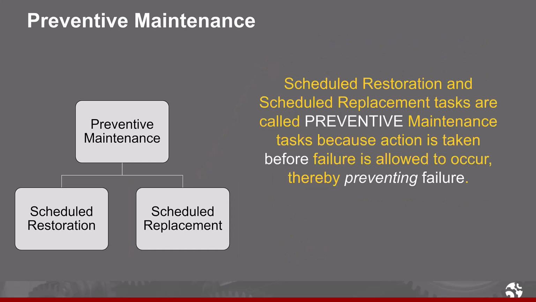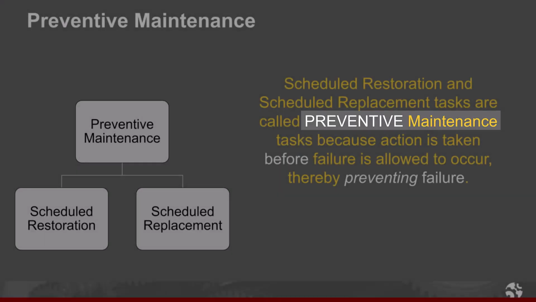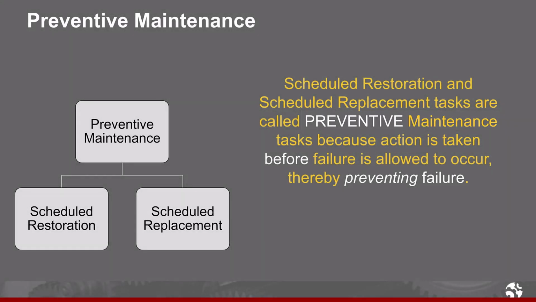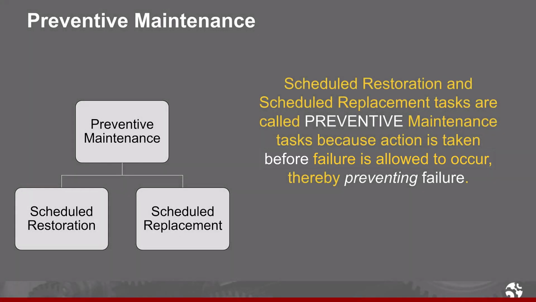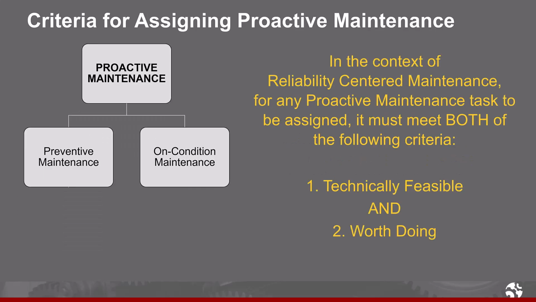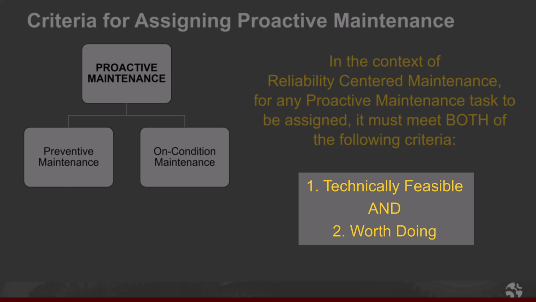Scheduled restoration and scheduled replacement tasks are called preventive maintenance tasks because action is taken before failure is allowed to occur, thereby preventing failure. In the context of RCM, for any proactive maintenance task to be assigned, it must satisfy both of the following criteria. The task must be technically feasible and worth doing.